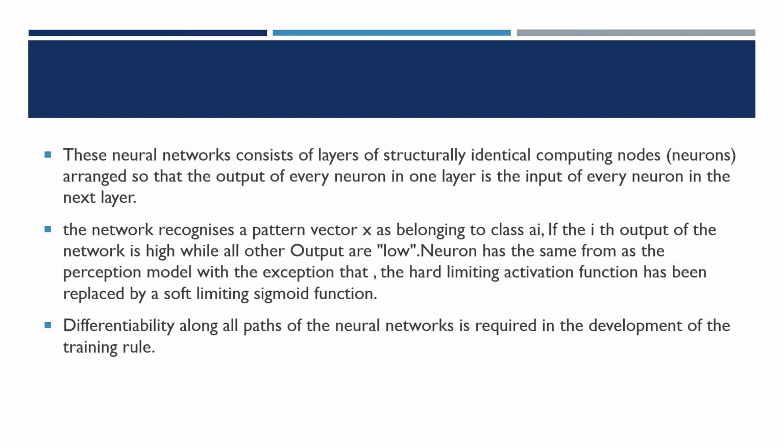These neural networks consist of layers of structurally identical computing nodes. Those nodes are called neurons, arranged so that the output of every neuron in one layer is the input to every neuron in the next layer. The network recognizes a pattern vector x as belonging to the class Ai if the ith output of the network is high while all other outputs are low.